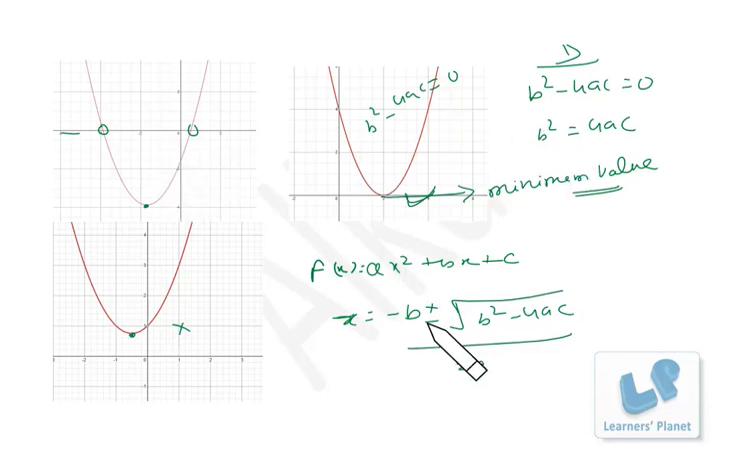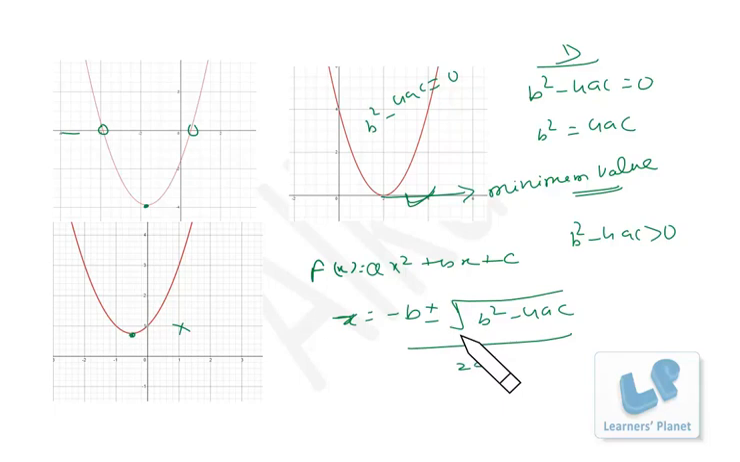But in this case, since this curve is intersecting the x-axis at 2 points, one value is obtained from the plus sign and the other value is obtained from the minus sign. That means b square minus 4ac is not equal to 0. That means either b square minus 4ac is greater than 0 or less than 0, right? So if b square minus 4ac is greater than 0, the roots of this equation are real, because the term under the square root is positive, right?